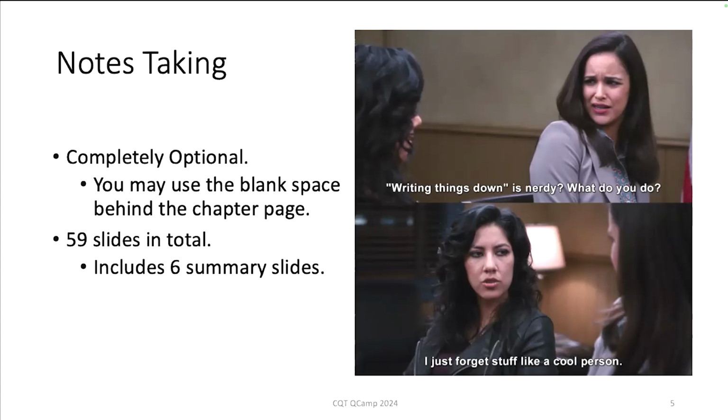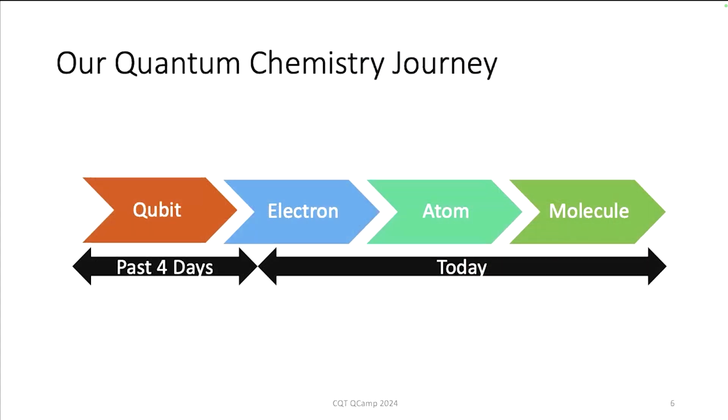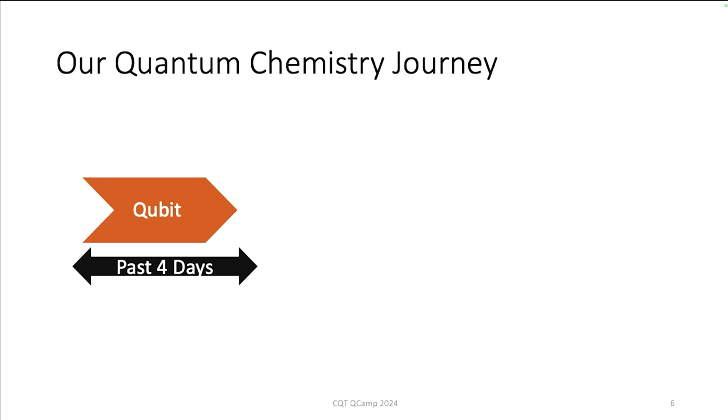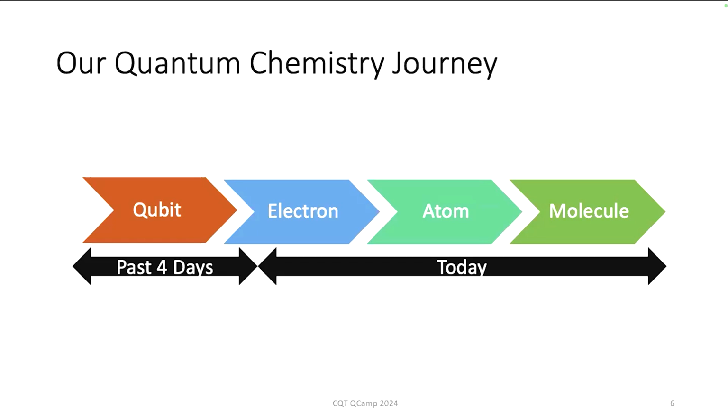So let us begin by thinking. Okay, let us begin with quantum chemistry. In the past 4 days, you've been learning about the qubit. The qubit is basically a quantum object that has two energy states. But in this lecture, I'm going to talk about these three things: the electron, the atom, and the molecule that serve as the foundation for chemistry.